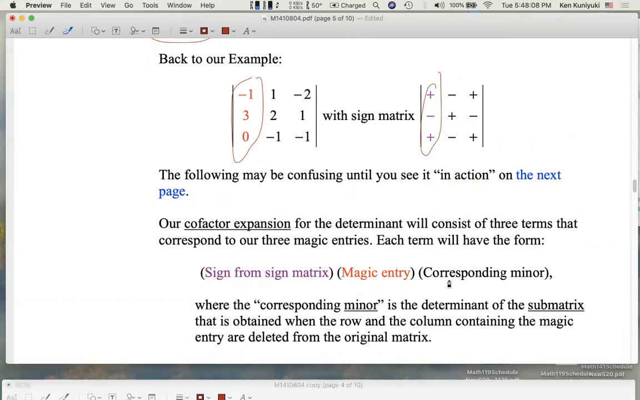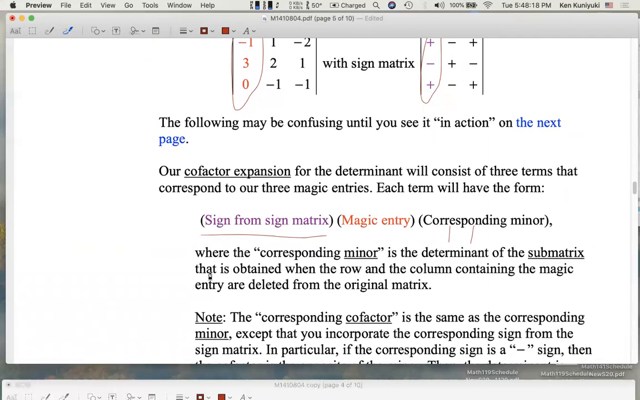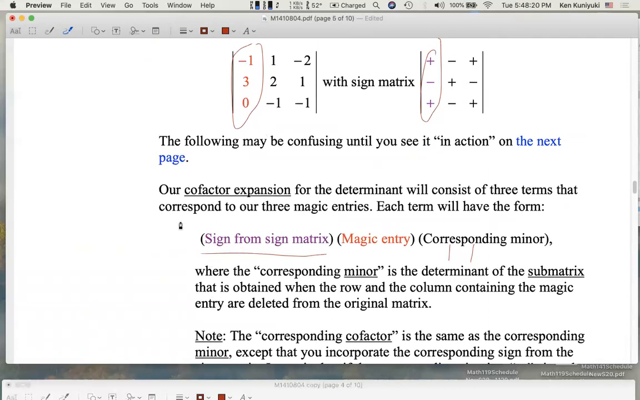The minors are the determinants of smaller matrices that we'll be working out. A cofactor would include the sign from the sign matrix. Now, in the cofactor expansion, you're going to have one term corresponding to each of these magic entries. If an entry is a 0, then the term is automatically 0. That's why we love 0.